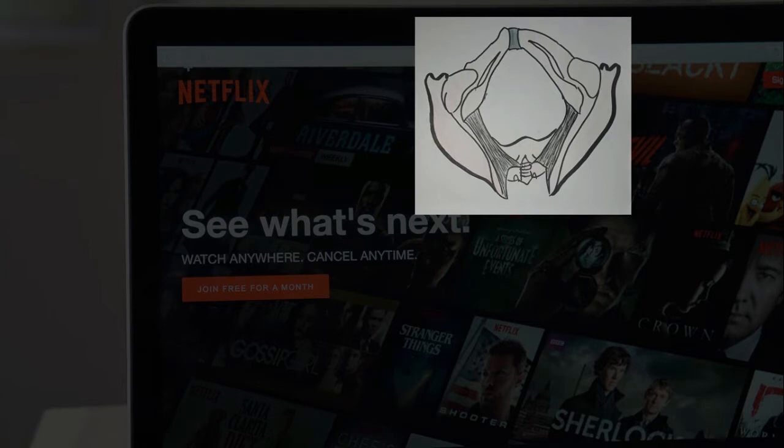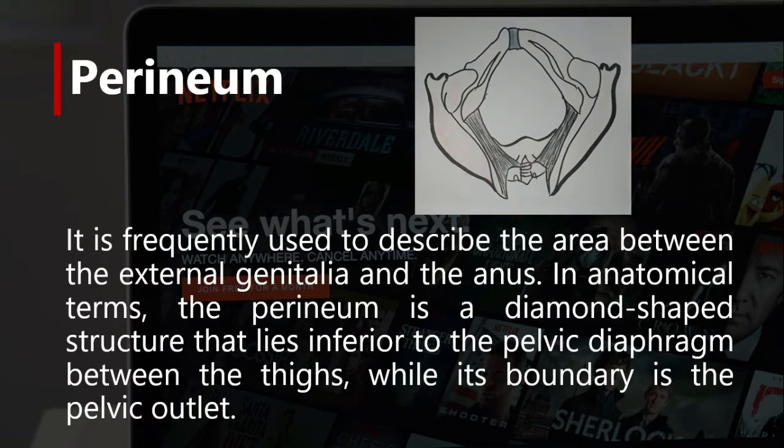As we all know, the pelvis is the inferior most part of the trunk. Consisting of the pelvic girdle and perineum, it supports the urinary and reproductive organs. Part of the lesser pelvis is called the perineum, as termed in clinical practice. It is frequently used to describe the area between the external genitalia and the anus. In anatomical terms, the perineum is a diamond-shaped structure that lies inferior to the pelvic diaphragm between the thighs, while its boundary is the pelvic outlet.